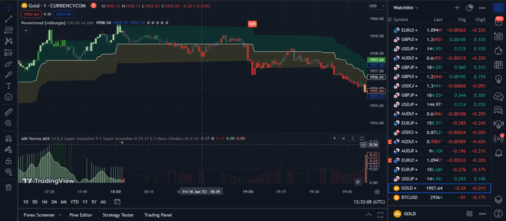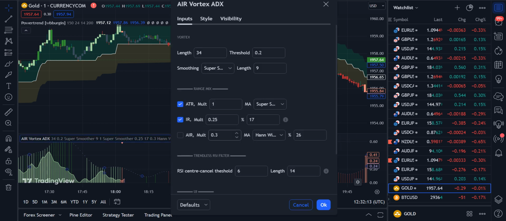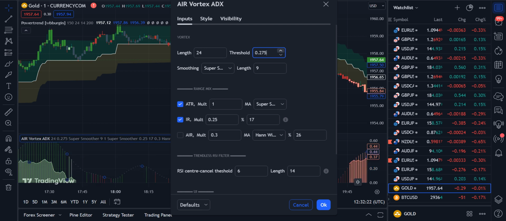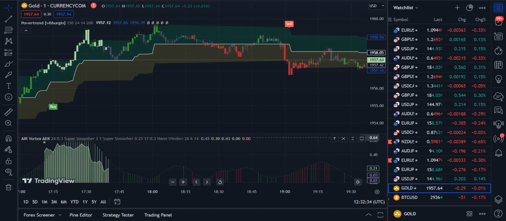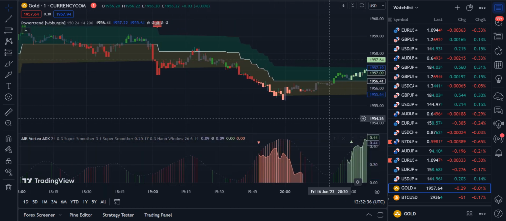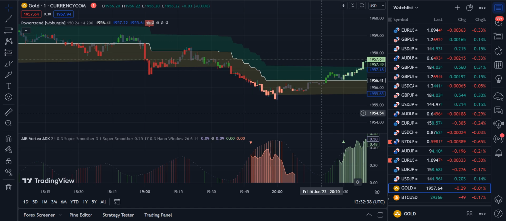Now we will go into the settings of the second indicator, and that is the AIR Vortex ADX indicator. Here you have to change its length from 34 to 24, and its threshold we will increase a bit from 0.2 to 0.3, and its length we will reduce from 9 to 3. Rest of the things are the same, so simply click on OK, and now both of our indicators are set for our trade to be taken profitably.